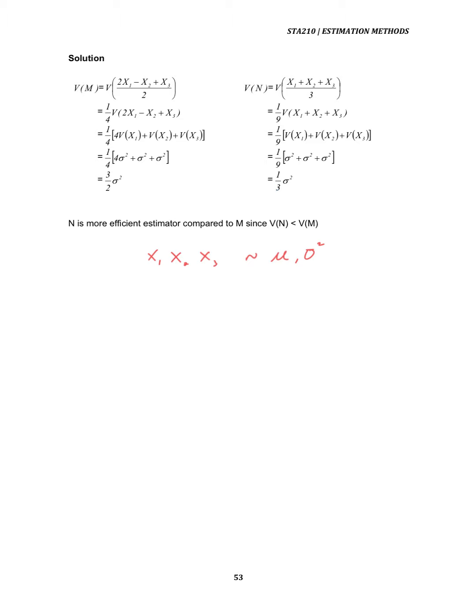So awak tengok antara dua ni mana yang lagi kurang dia punya value dia. So kita boleh nampak yang ni lagi kecil lah value dia, betul tak? Sigma square over 3, 1/3 lagi kecil. 1/3, 0.33 something kan. Yang ni 3/2, 1.5. So ni lagi kecil. So kita boleh kata N is more efficient compared to M, since dia punya variance lagi kecil daripada M.